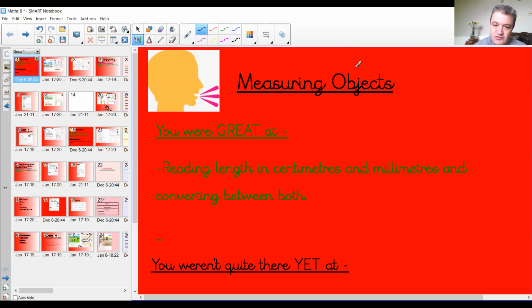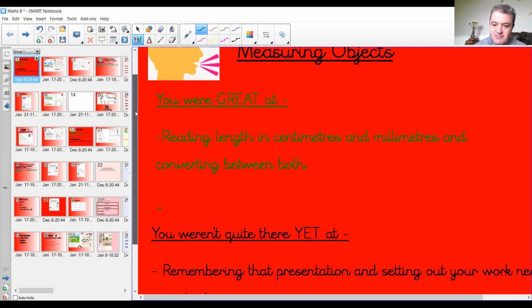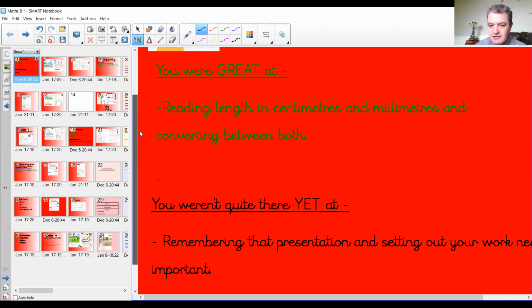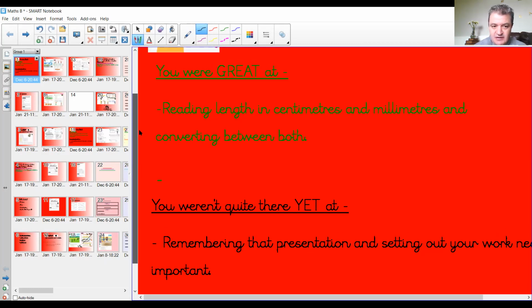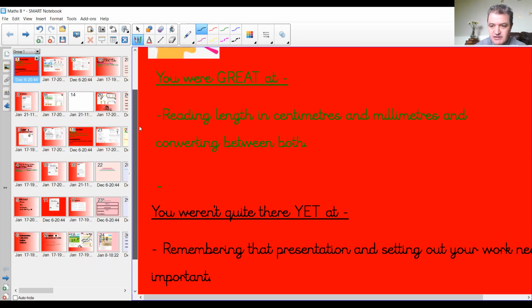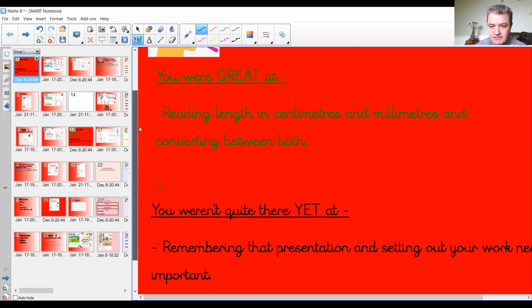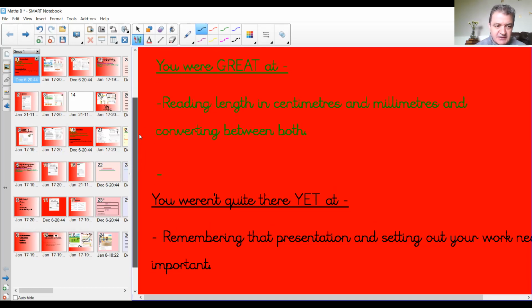Okay, so measuring objects. You're great at reading lengths in meters, centimeters, and millimeters, and converting between both. So ask for some great, accurate conversions. Remember to keep that presentation up. It's really important. Squared paper, one number, one square. Really focus on that presentation. Using a ruler is really useful. It's really good for presentation skills.